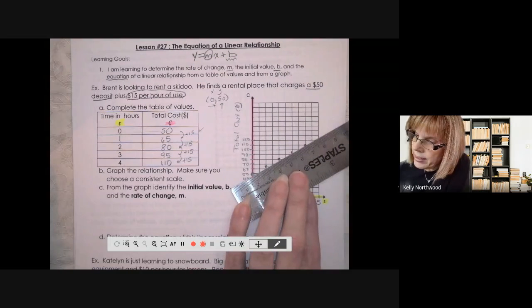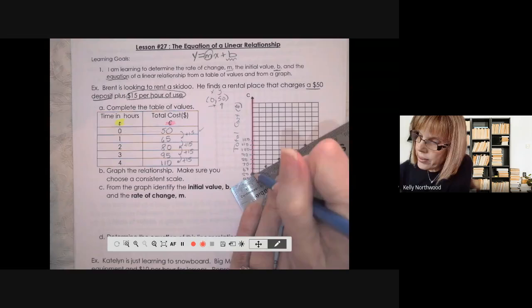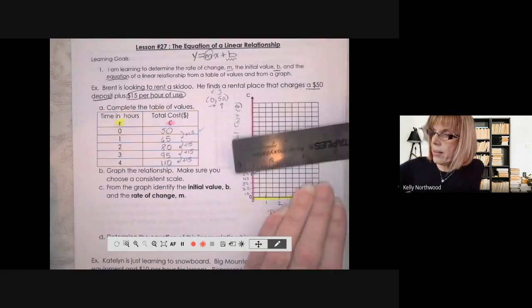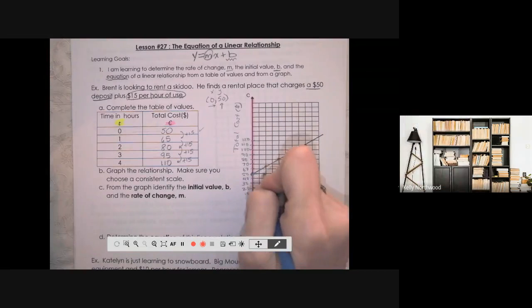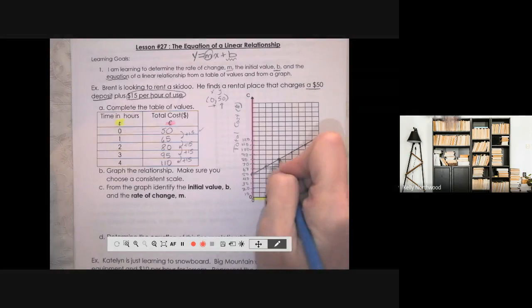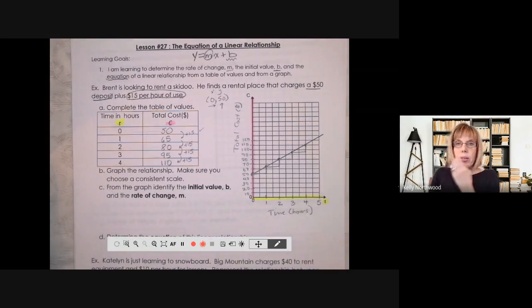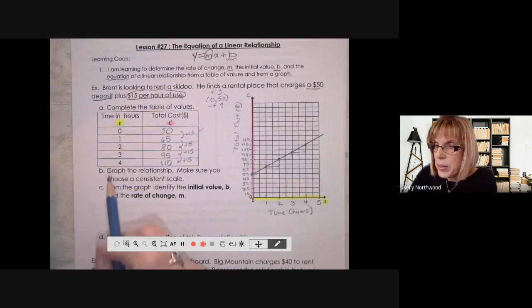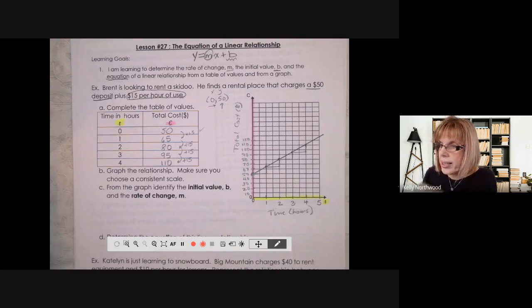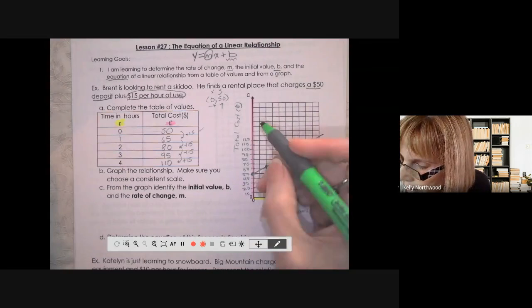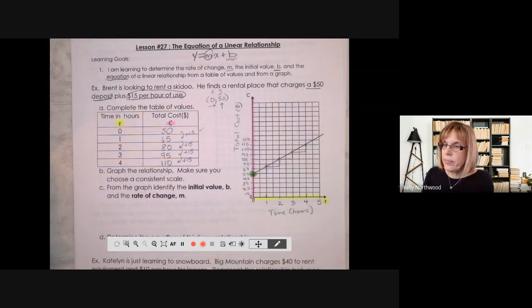So we've got that consistent staircase pattern, which is a hallmark of linear relationships, where you always get this staircase happening, where the stairs are all the same. So there's our line. So that was B, graph the relationship, make sure you choose a consistent scale. We did that. From the graph, identify the initial value. So the initial value is where you start. So there's my initial value.